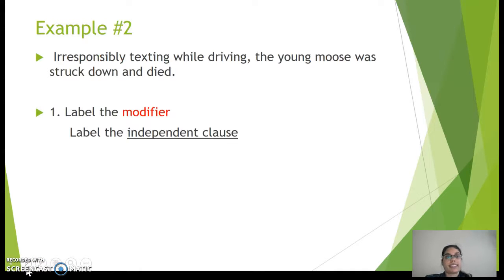Okay, we also have a second example. So this example says, "Irresponsibly texting while driving, the young moose was struck down and died." So the first thing that I want to look at again is, what is the modifier here? What is adding detail to the sentence, and what is the complete sentence? So the modifier is irresponsibly texting while driving. If I took that part of the sentence away, the rest of the sentence would still make sense. So the young moose was struck down and died. That's our full clause.